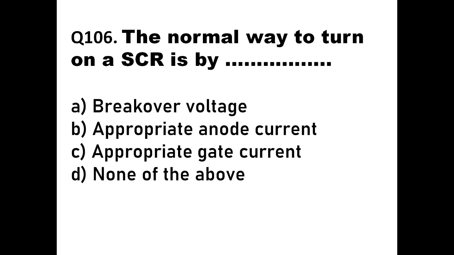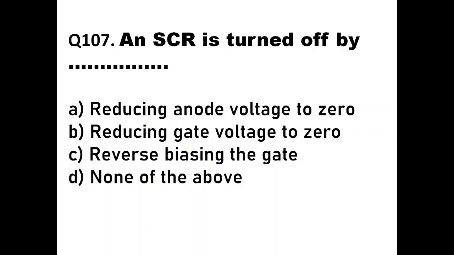So the normal way, or in most of the applications, we turn on the SCR by making its anode positive with respect to cathode and by giving an appropriate positive pulse at the gate. That means the answer should be C, appropriate gate current. The normal way to turn on a SCR is by appropriate gate current. Clear? Then we'll go to the next question, question number 107.